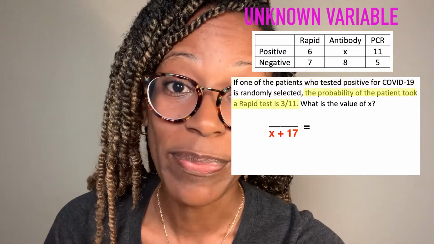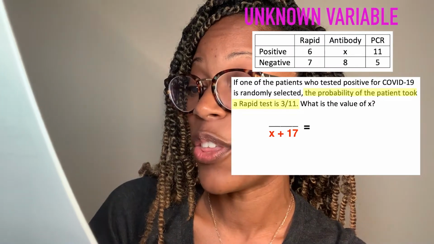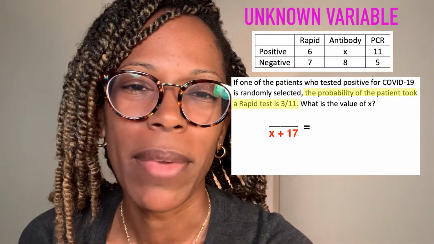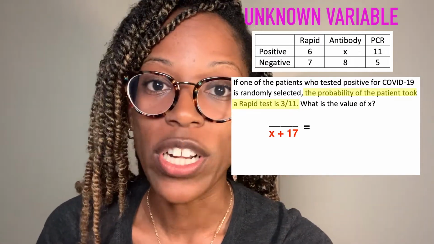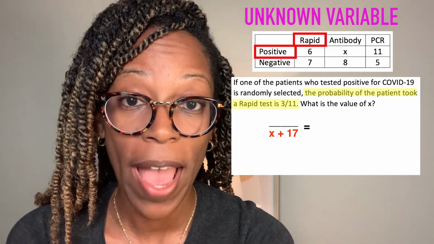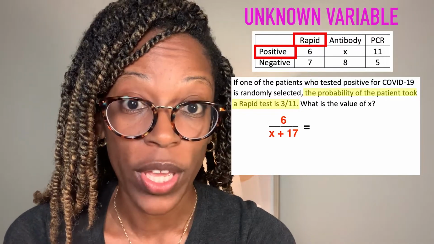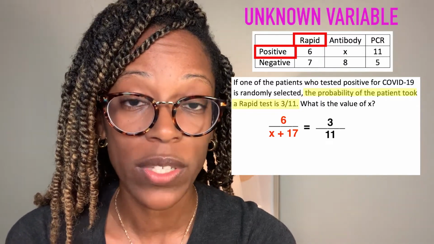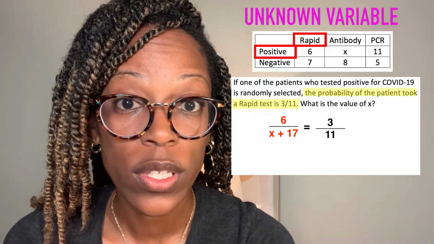Let's keep it moving. The probability that the patient took a rapid test is 3 over 11. Wait a minute, did they just give us the probability? Yes. We need it in order to solve for x. The intersection of positive and rapid tests is 6. That will go in our numerator. It equals 3 over 11. So the equation will say 6 over x plus 17 equals 3 over 11.